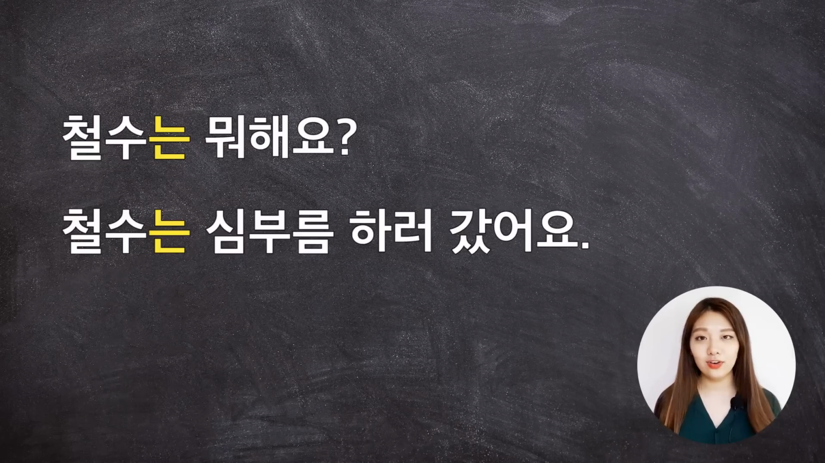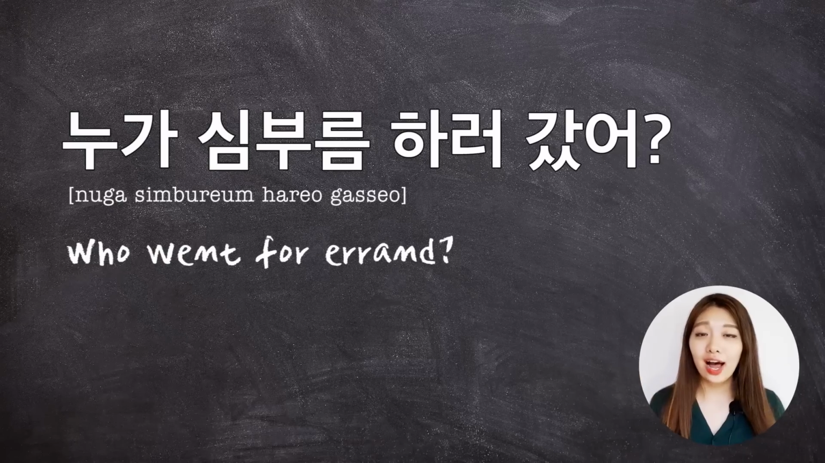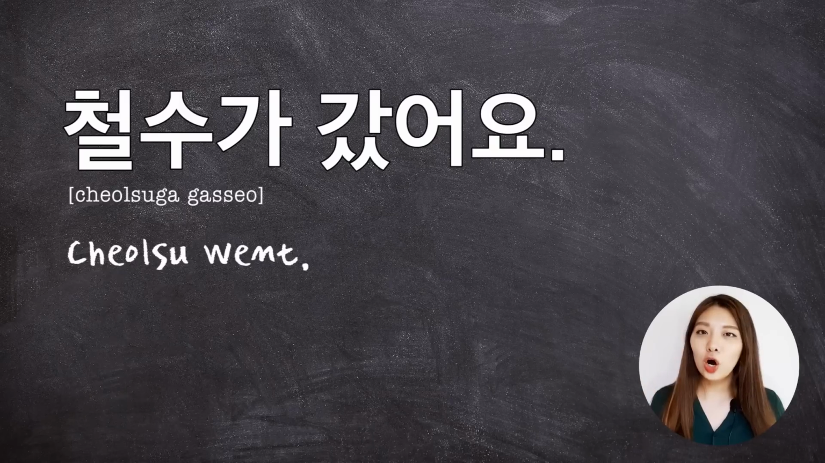So you have to answer like 철수는 because it's the main topic. 철수는 심부름하러 갔어요. But if the person B asks you, 누가 심부름하러 갔어? Who went for errand? By emphasizing the subject, you have to say like 철수가 갔어요. 철수 did. 철수, the one who did it. The person B was curious about the person who went for errand.